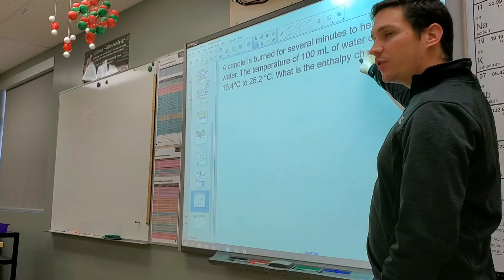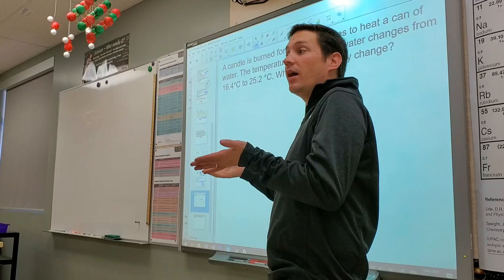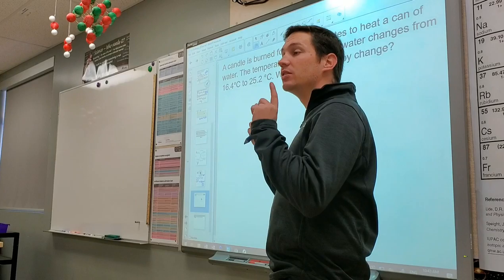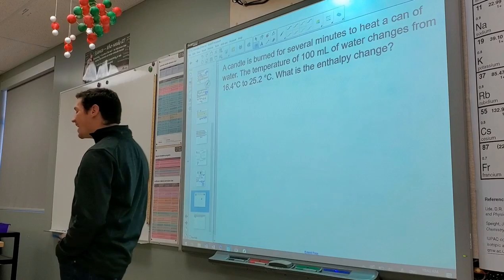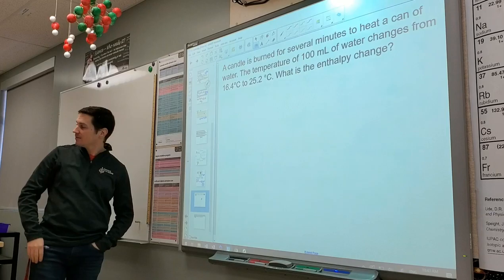Now remember, the enthalpy change of the water is the exact same thing as the enthalpy change of the candle. Does that make sense? Any energy lost by the candle, we need to assume that all of it is gained by the water, because this is some sort of a calorimetry experiment.